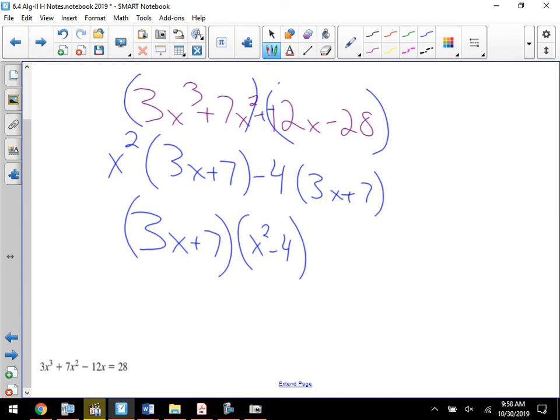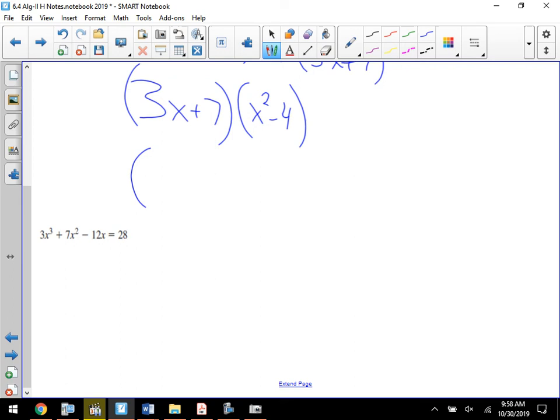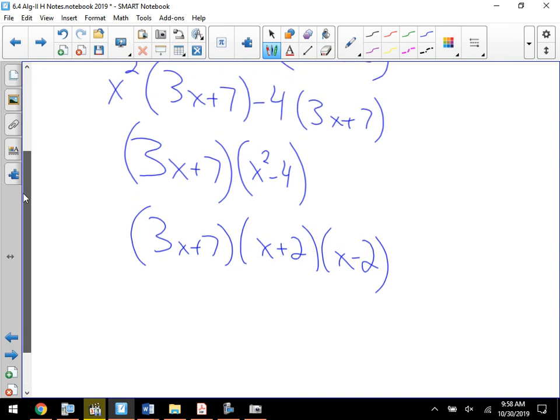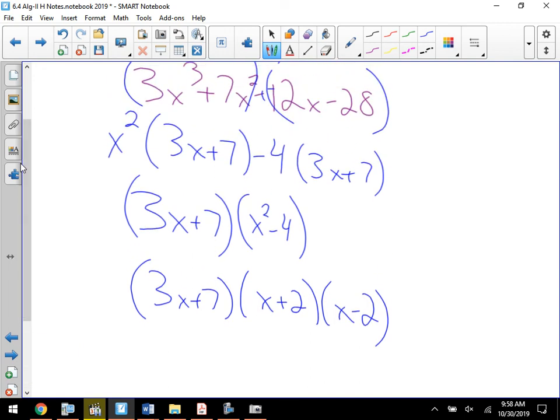What am I going to do with my difference of squares? Yes, ma'am. Yep, and what do you get for your final 3 terms? Good. 3x plus 7, x plus 2, x minus 2. And again, it does not matter the order in which you put that, it's going to work out just fine. Where was our y-intercept of this problem? Negative 28. So, what's positive 7 times positive 2? 14 times negative 2. Negative 28.